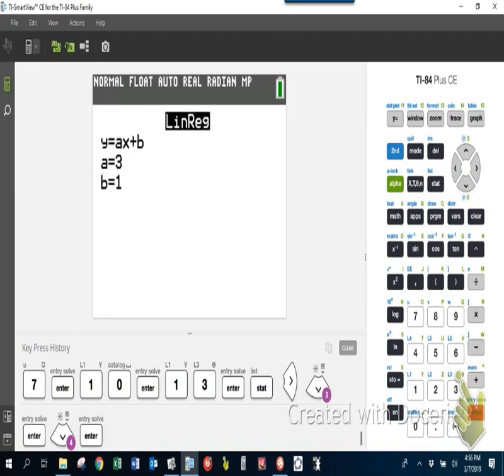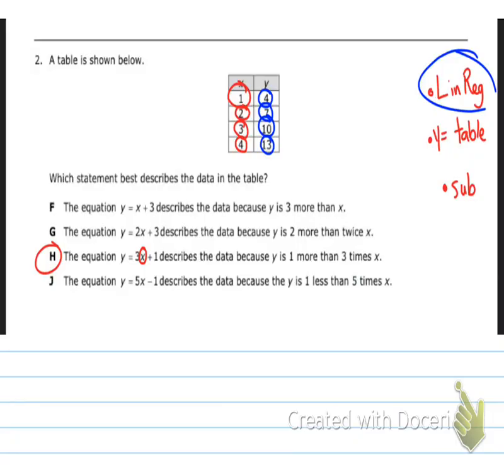You just have to rewrite it. So 3 goes in place of a, 1 goes in place of b. So I'm just going to write 3x plus 1. And that would be it. And that would still come out to be H. So all 3 methods are fine.